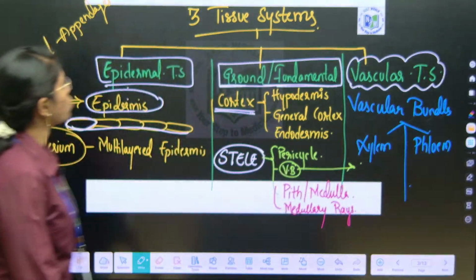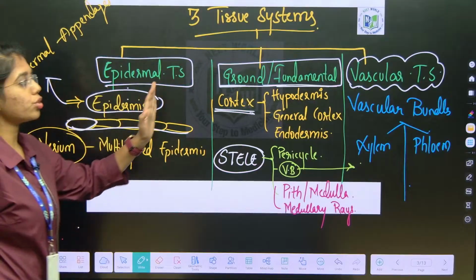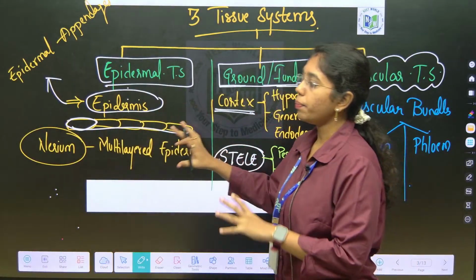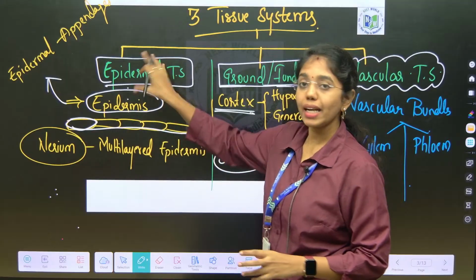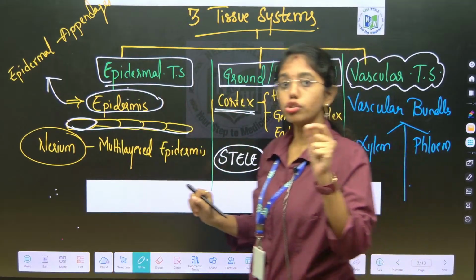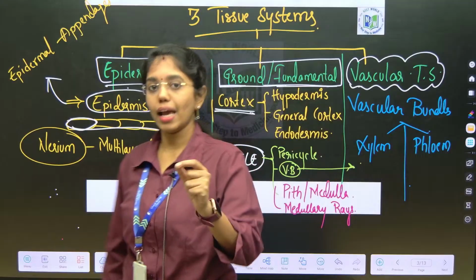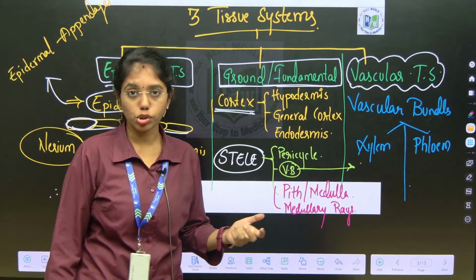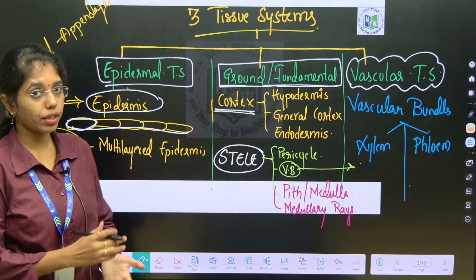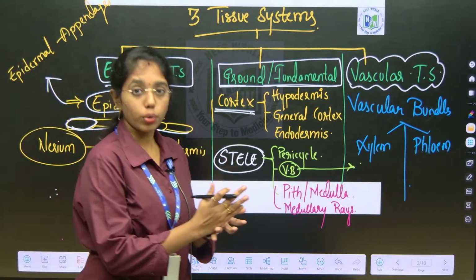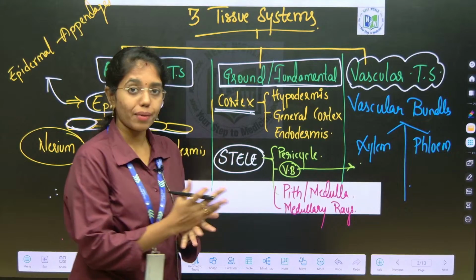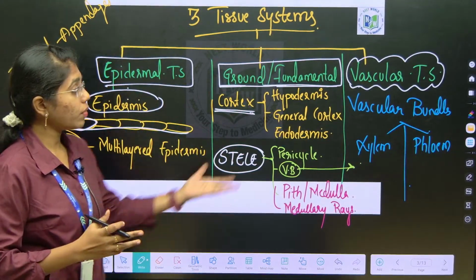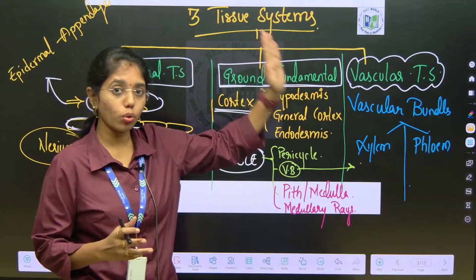So here we have the epidermal tissue system, ground or fundamental tissue system and vascular tissue system. To begin with, the epidermal tissue system consists only of epidermis and epidermal appendages. Epidermal appendages on the leaf are stomata or the stomatal apparatus. On the root, they are unicellular root hairs. On the stem, they are multicellular hair-like projections, that is trichomes. Next is the vascular tissue system, which includes only vascular bundles.